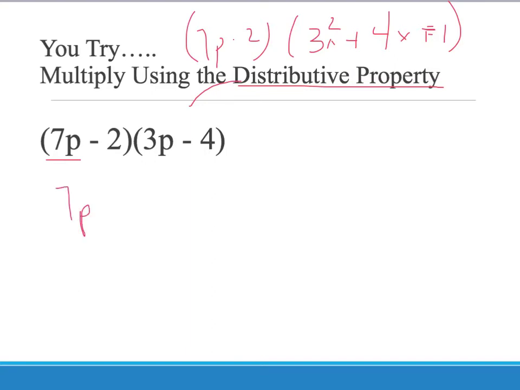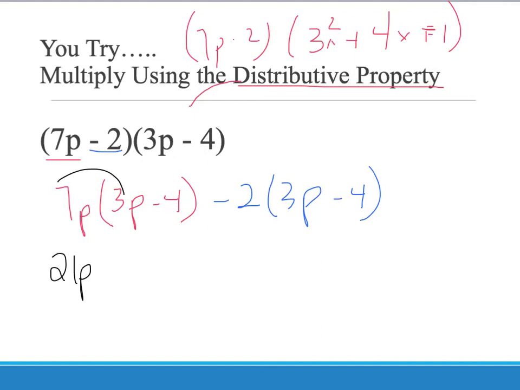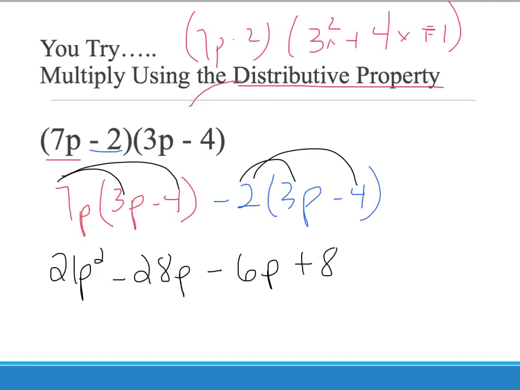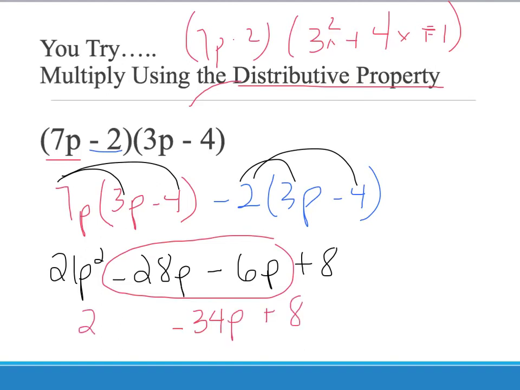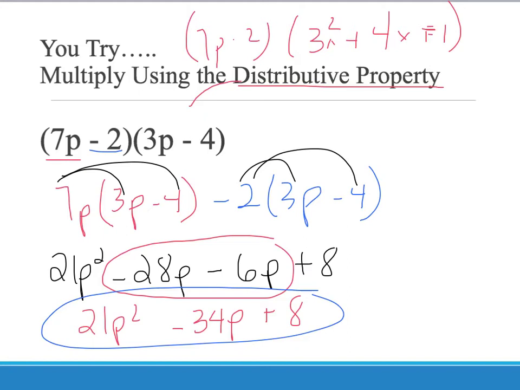So 7p times the second term, 3p minus 4, and then negative 2 times the second term, 3p minus 4. Now we can distribute: 21p squared minus 28p minus 6p plus 8. I can combine the p's in the center. I have minus 28 minus 6, so that gives me minus 34p. Bring down the 8 and the 21p squared. So final answer, 21p squared minus 34p plus 8.